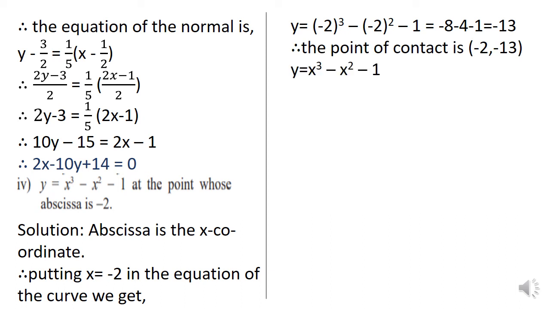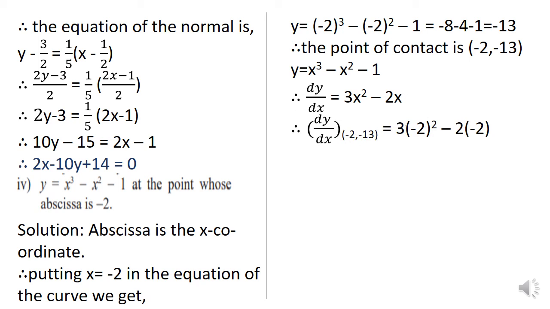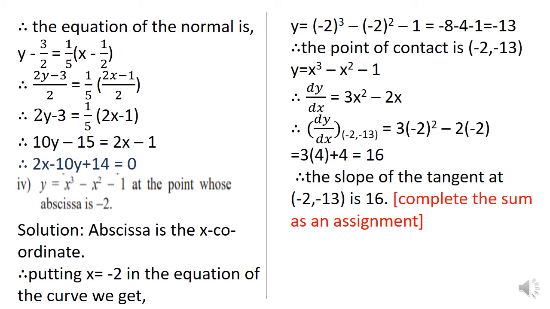Now we have to find the slope as well, isn't it? So from the equation of the curve, differentiating the equation, we get dy by dx as 3x square minus 2x and dy by dx at the point of contact, that is at minus 2, minus 13, comes out by substitution as 16. So slope of the tangent at minus 2, minus 13 is 16.